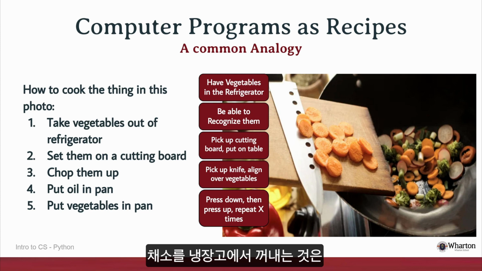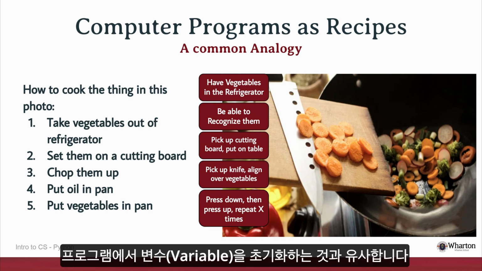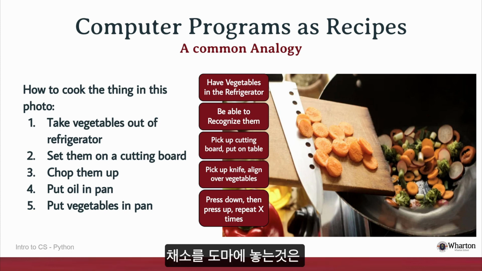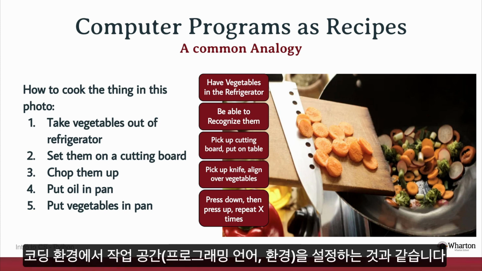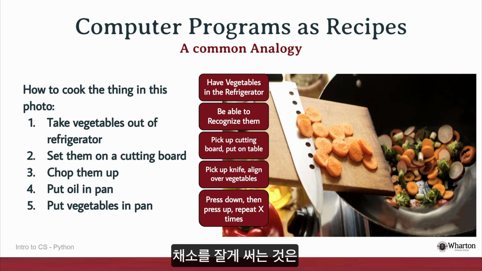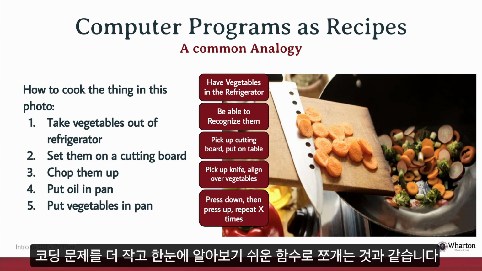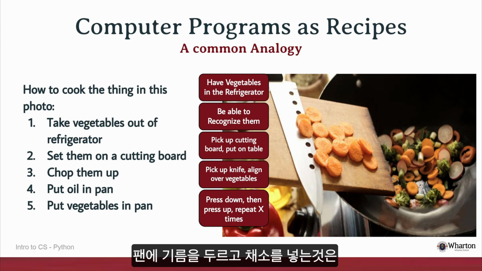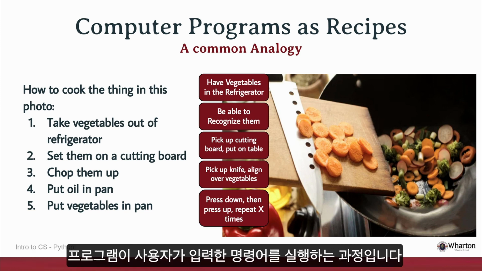Take vegetables out of the refrigerator. This is similar to initializing variables in our program. Set them on a cutting board, just like setting up our workspace in a coding environment. Chop them up, the equivalent of breaking down a problem into smaller, manageable functions. Put oil in the pan, then vegetables, sequential instructions that our program must follow.